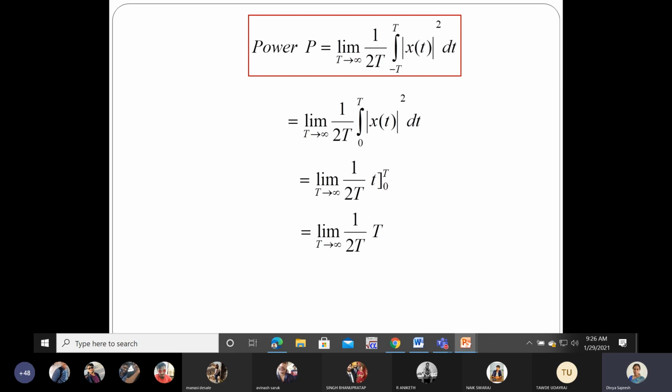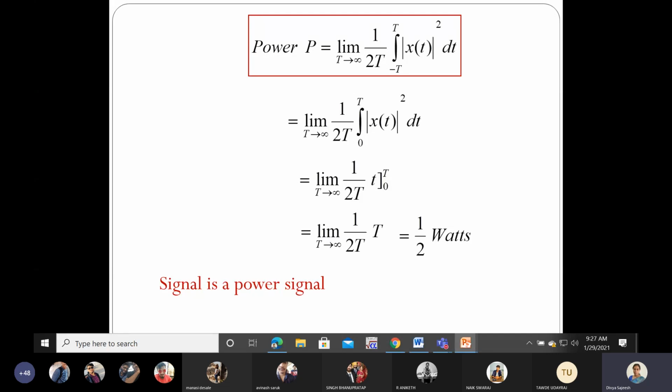Finally, you obtain half watts. So here you are obtaining a finite power, whereas energy you are getting infinite. If the power is finite and energy is infinite, then I can call it a power signal. So the given signal is a power signal. After applying these two conditions, you can come to the conclusion whether the given signal is a power or energy signal.